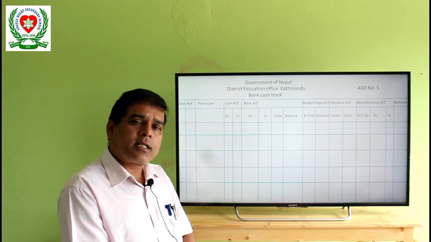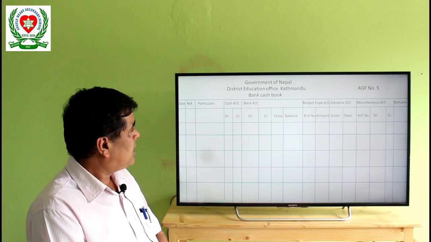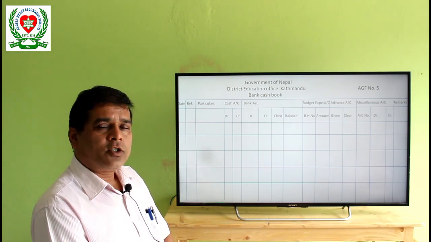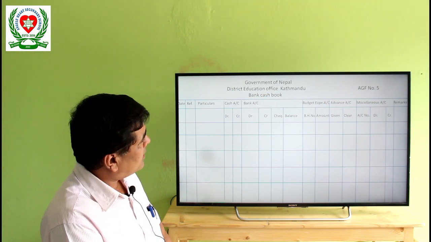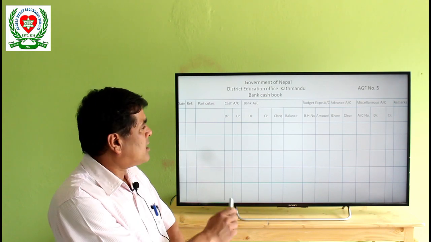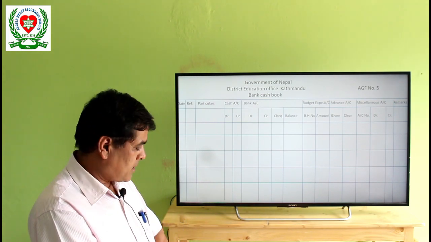This bank cash book is prepared after preparing the journal voucher. Therefore, the amount of journal voucher should be entered in the concerned column of bank cash book.